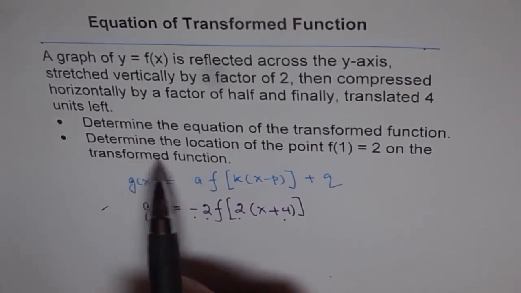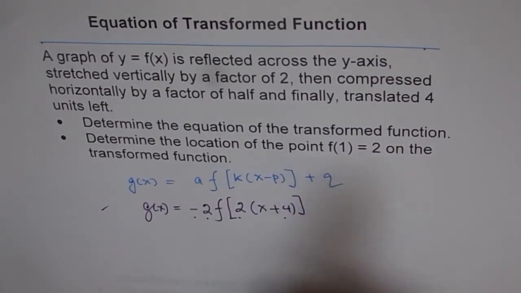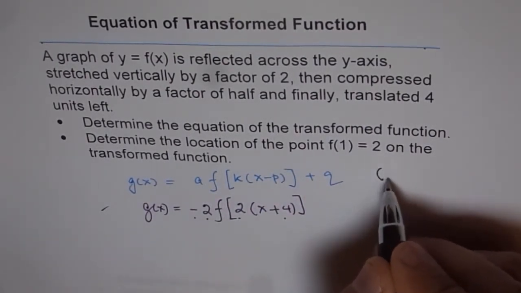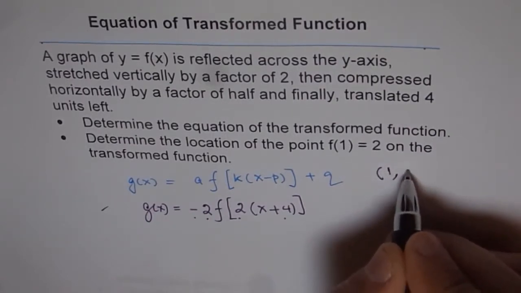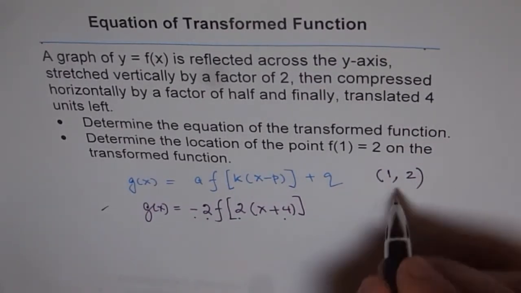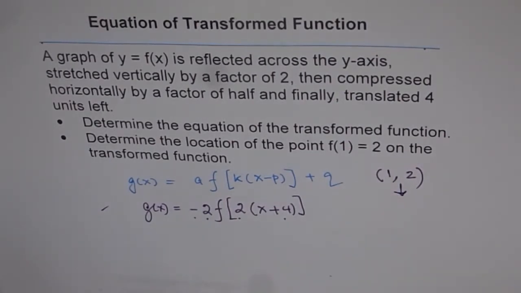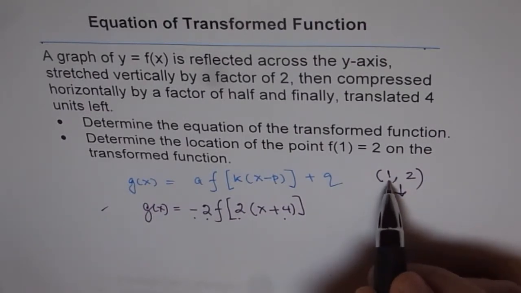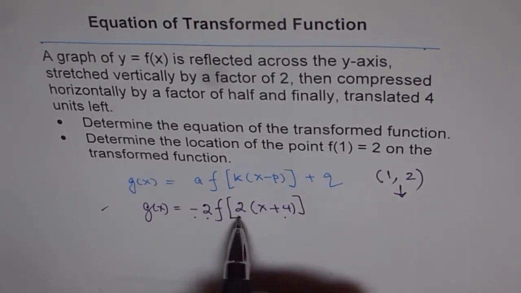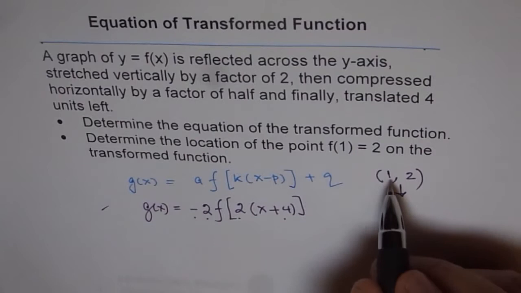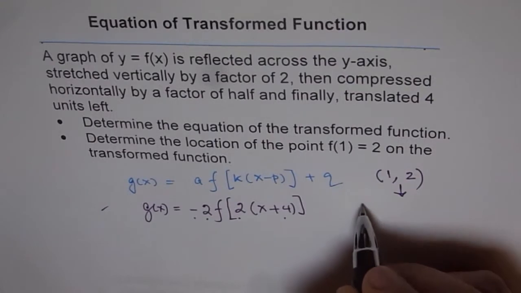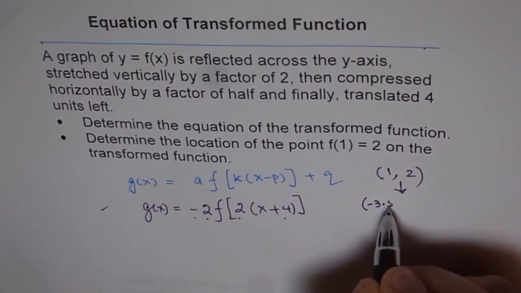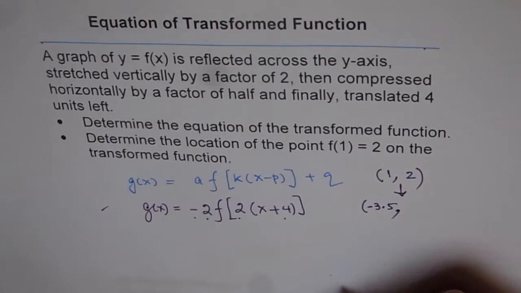Next is determine the location of point f(1) equals 2. So the original function has a point at x value of 1, where the value is 2. On the image of the transformed function, how should this be? So that is what we'll now look into. As far as the x value of the coordinate is concerned, it becomes half, right? And then minus 4. So half is 0.5, and 0.5 minus 4 gives us a value of minus 3.5. That becomes the x value, right?